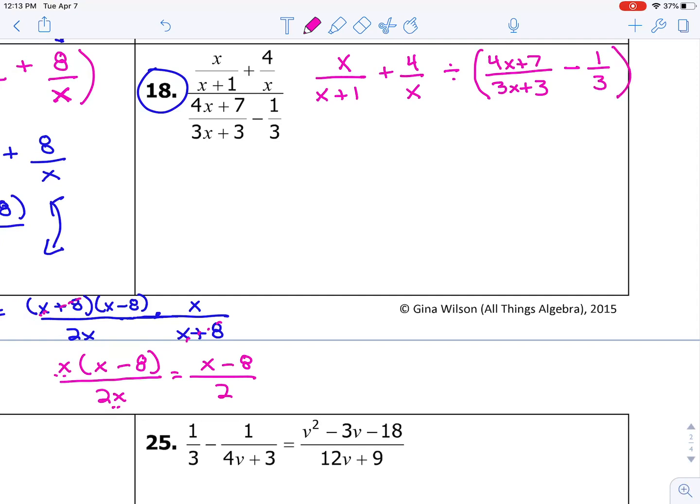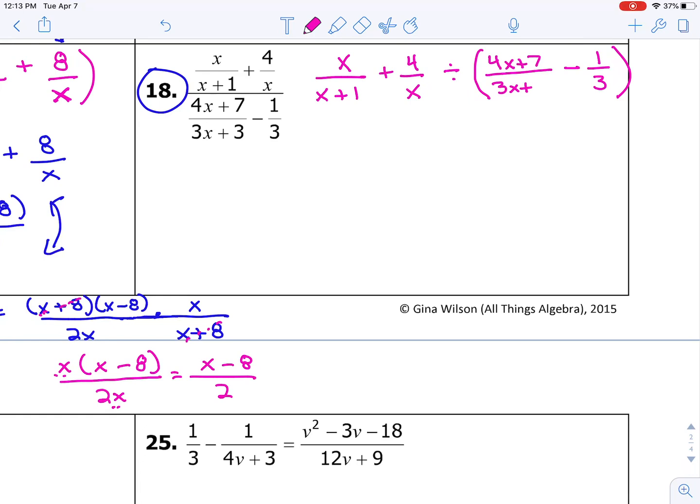Okay, here we go. Same strategy as last time. We're going to put those together. Then we're going to put those together. And then we're going to do the division, which is really the reciprocal of multiplication. So here goes. Remember, we need to multiply by the opposite denominator, okay?